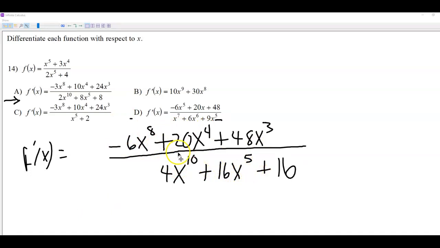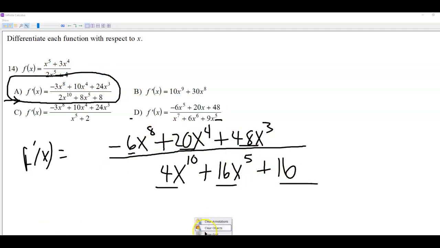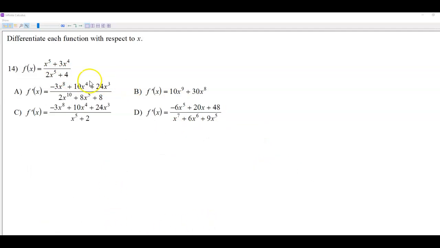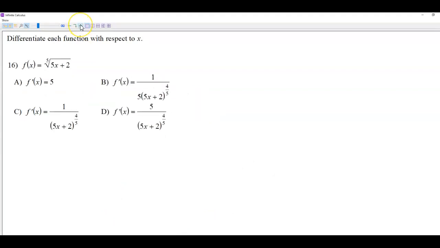Now, I still don't see any of these answers up here. But that's because we can reduce this. As you may notice here, all of these numbers can be divided by 2. And if you divide them all by 2, you would actually get this answer right here. So it was a reducing situation there. But that takes care of that one. So you may have to reduce. Keep that in mind. Let's go ahead and move on to number 16.